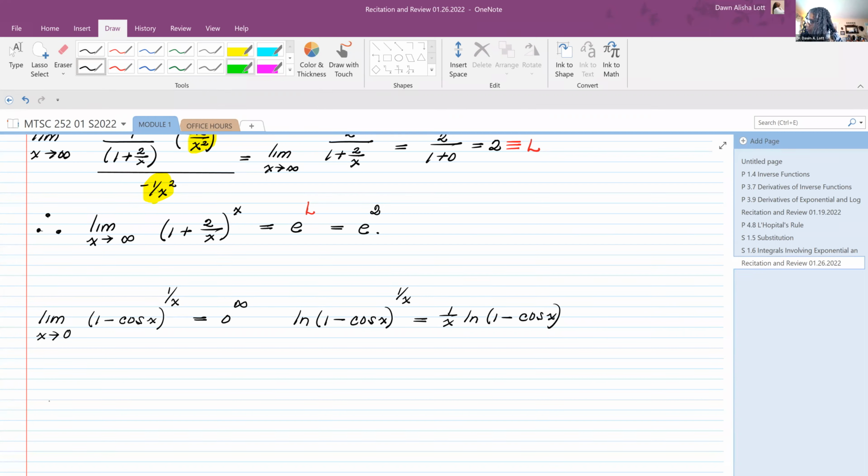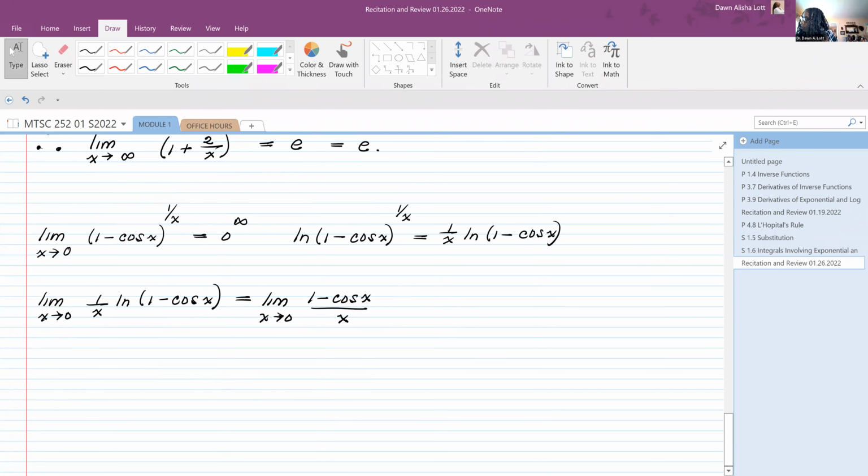So therefore, I get the limit as x approaches 0 of 1 over x times the natural log of 1 minus the cosine of x, which I can write as the limit as x approaches 0 of the natural log of 1 minus the cosine of x over x. And so we did this one. Uh-oh, we didn't do this one. This has a log. Oh, something's wrong.